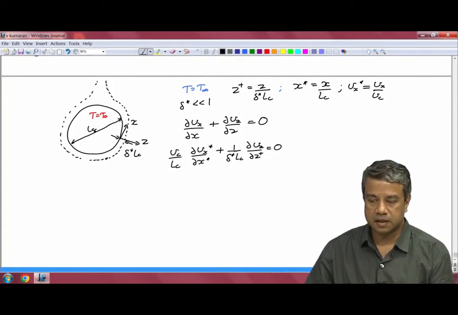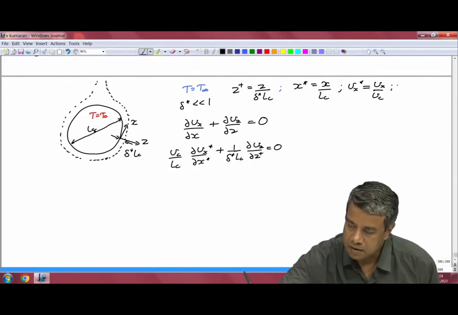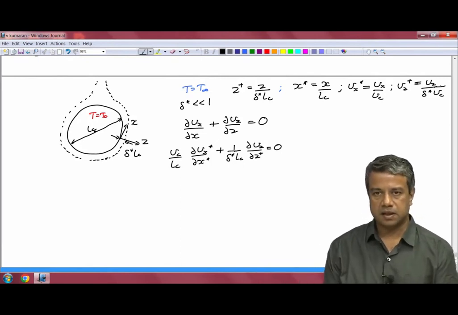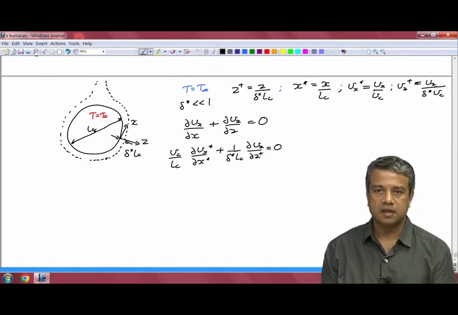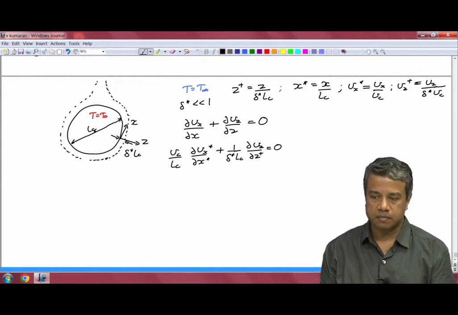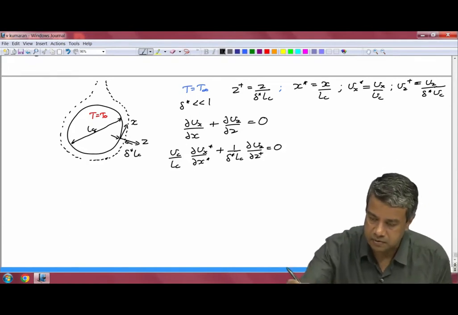Therefore, you can see that for the two terms to be comparable, I have to define the cross stream velocity scaled as Vz by delta star times Vc. That is, the cross stream velocity scales as delta star times Vc. So, that is the scaling for the cross stream velocity that emerges from the mass conservation equation.